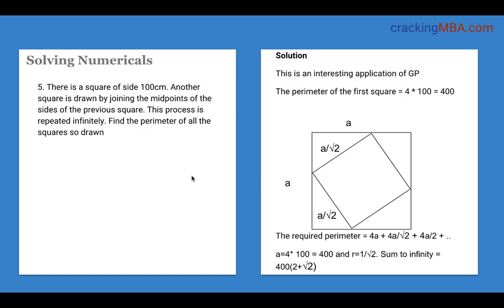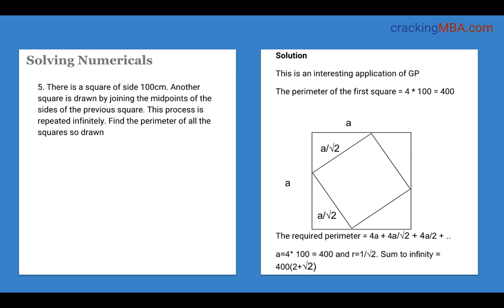So next question is, here we have a square of side 100 centimeters. Another square is drawn by joining the midpoints of the sides of the previous square. The process is repeated infinitely. Find the perimeter of all the squares so drawn. So here we have just drawn the two squares, and you can continue this process up to infinity.